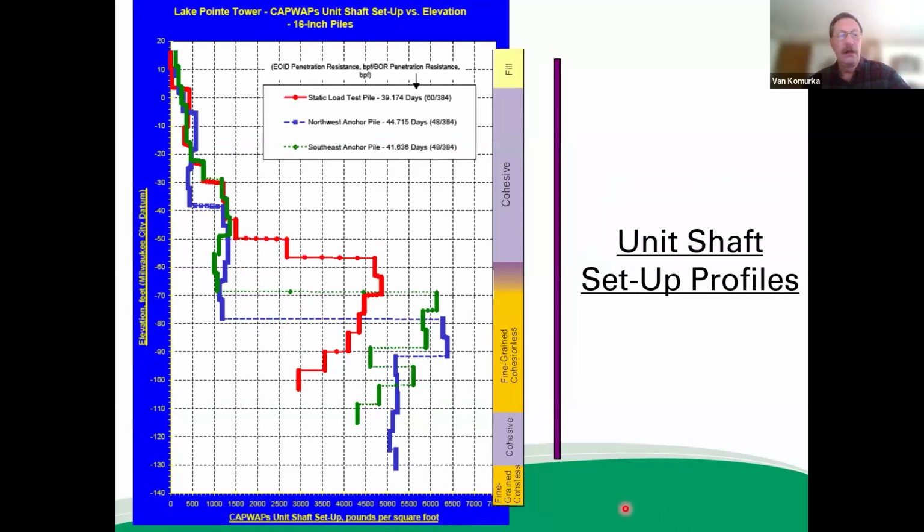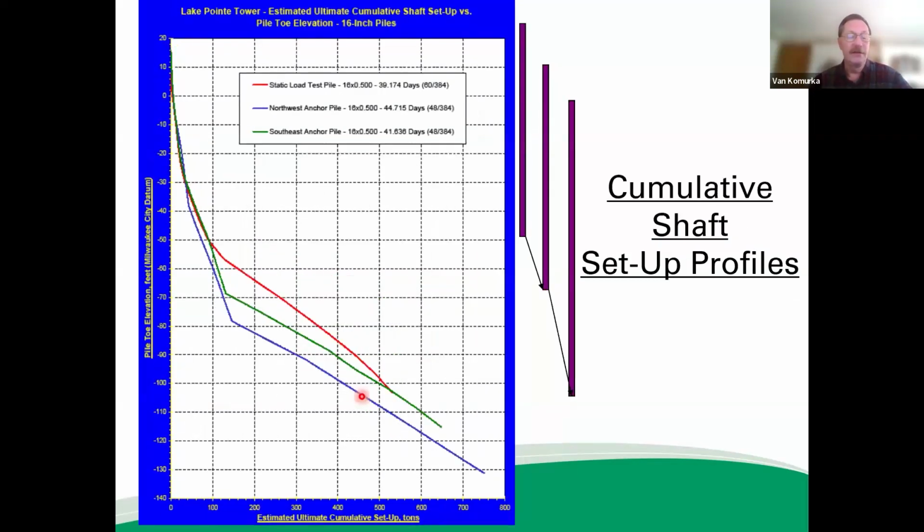So this is fine because it's a unit shaft setup. Now, if we take these unit shaft setups and starting at the ground surface, apply them to the side surface area of a 16-inch diameter pile, as we go deeper, we can apply those unit shaft setups to the side area and get a cumulative setup profile for each one of these test piles, and that's what this is.